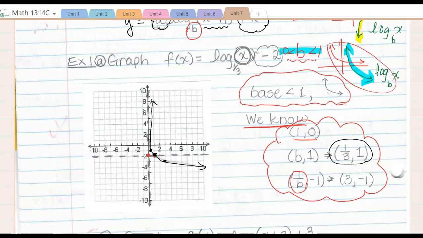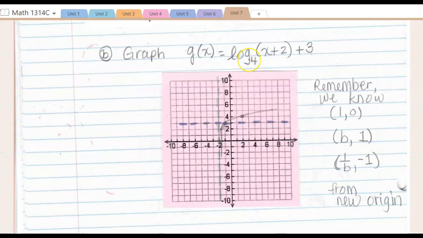So the big thing to remember is depending on the base, we know what it's going to look like. And then we still use our transformations. Stuff on the inside moves it left and right. Stuff on the outside still moves it up and down. And then we're going to use these points from our new origin.